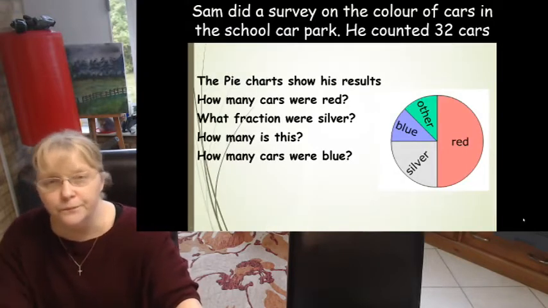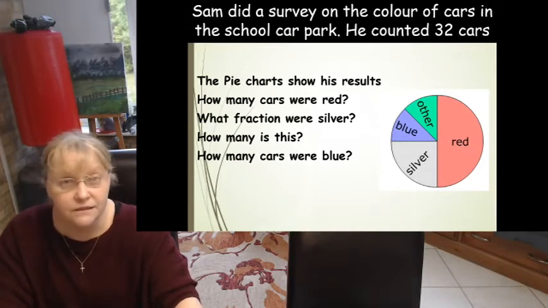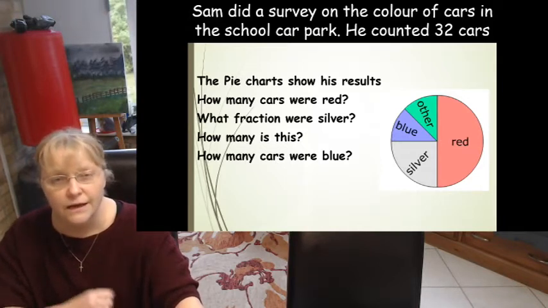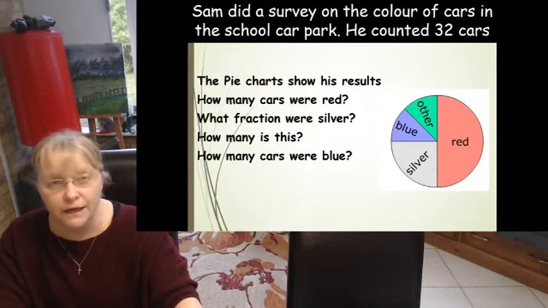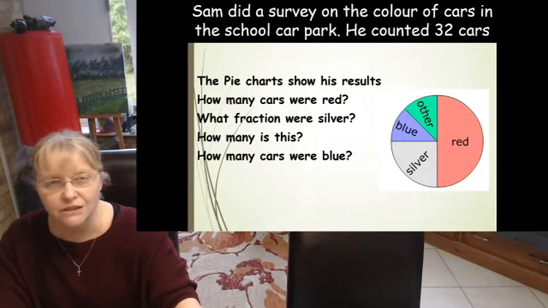So Sam did a survey on the colour of cars in the school car park. He counted 32 cars. So that pie chart represents 32 cars. Now, one of the things they're going to ask is how many cars were red. Actually, why don't you have a look at those questions and see if you can come up with the answers. So pause now.